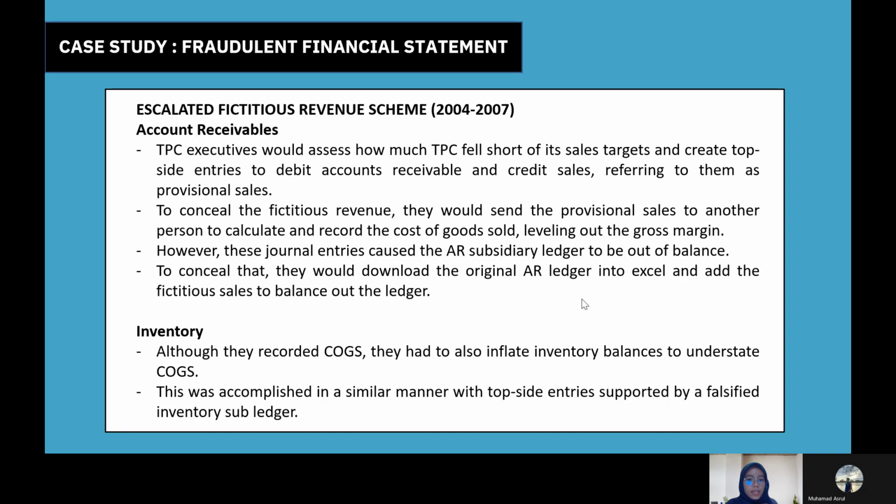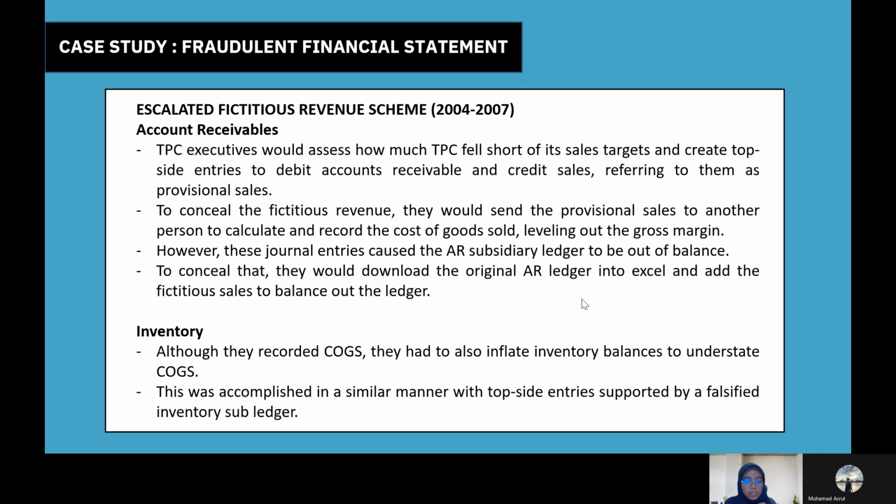Every company has its own sales target. So if TPC fell short of sales, it would create a top side entry, debit accounts receivable and credit sales, referred to as provisional sales. Then to conceal the fictitious revenue, it would send the provisional sales to another person to calculate and record the cost of goods sold, which increased the gross margin further. But as we know, every journal relates to other entries, so the journal entry caused the accounts receivable subsidiary ledger to not balance. To conceal this, they downloaded the original accounts receivable ledger into Excel and added fictitious sales to balance out the ledger.